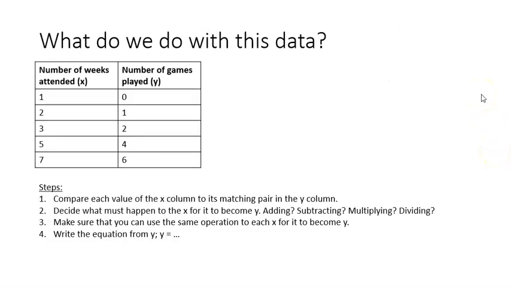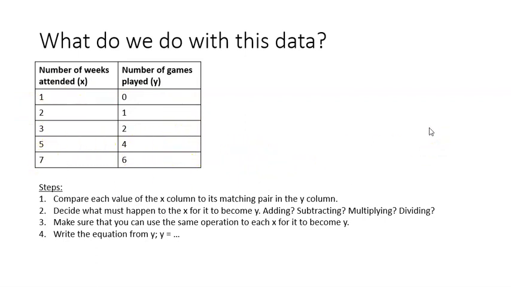So what are we going to do with this data? Here's the data again. Here are the steps. You need to write these down. Step 1, compare each value of the X column to its matching pair in the Y. So we compare the 1 to the 0. These two are a pair. They go together. We compare these two. These go together, and so on.